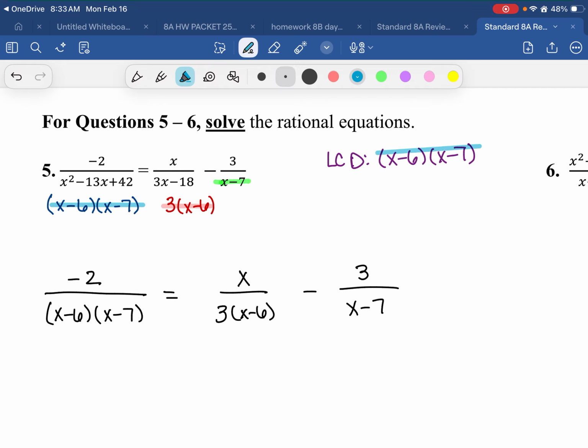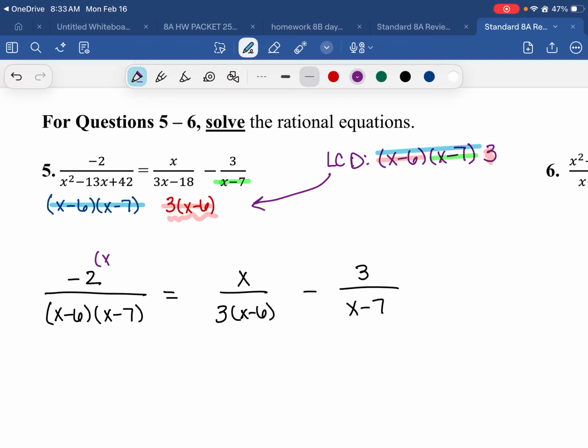In my next denominator, I do already have the x minus 6 accounted for, but I do need to add that 3. So that comes from the red fraction, or the red denominator over here. And then in my last one, I have x minus 7. So based on my fractions' denominators over here, everything's accounted for. So what I'm going to do is multiply by that on every single fraction.